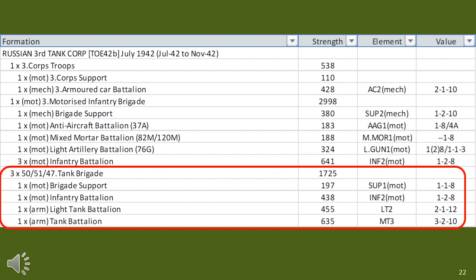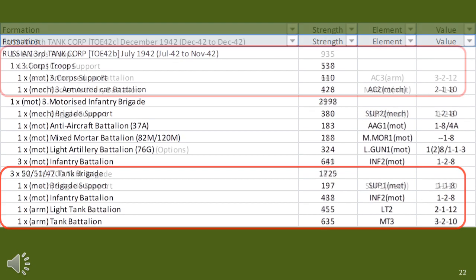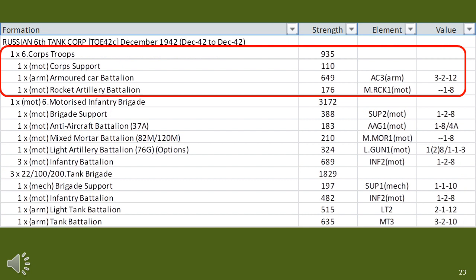The result was that it was decided that the light and medium tanks at least were separated. So the brigade now contained a light and a medium tank battalion. The other change was the number of brigades had increased from 2 to 3. By December 1942, the support formations, in this case of the 6th Tank Corps, now included a rocket artillery battalion. This at least provided some indirect fire capability for the Corps.